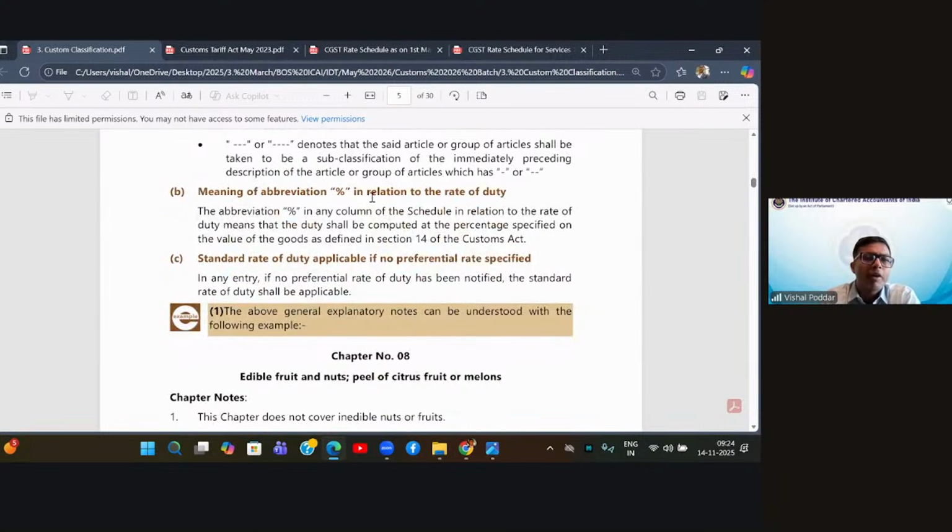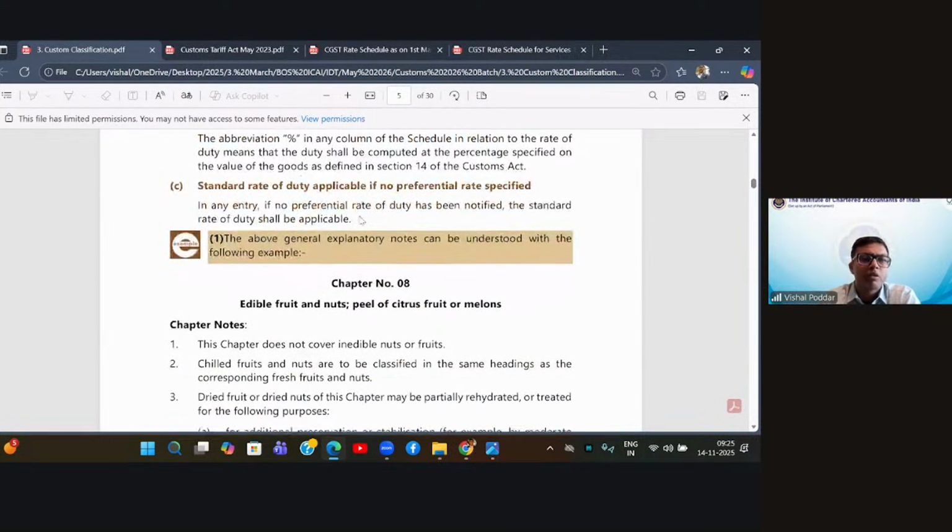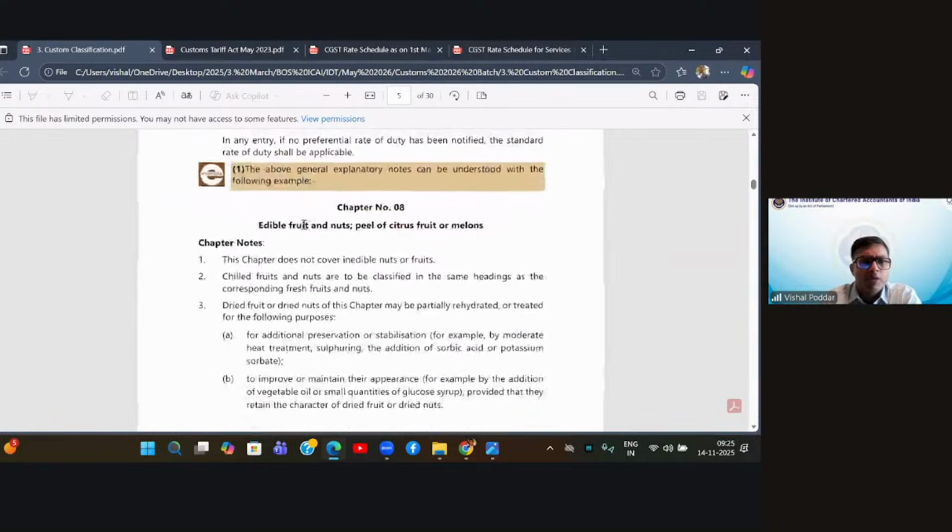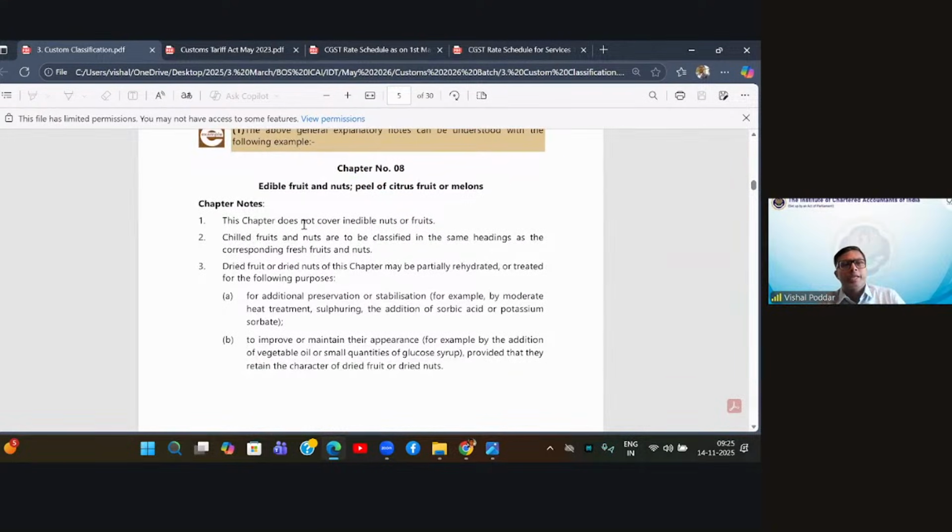Further, meaning of abbreviation percentage. As we saw, you have percentage. The abbreviation percentage in any column of the schedule representing the rate of duty means that the duty shall be computed at the percentage on the value. So wherever the duty rate is in percentage, it means percentage of value. And then standard rate. If no preferential rate is there, then in the preferential rate column, you will have a dash. Fine. So here they have given you an example of one chapter, chapter 8.